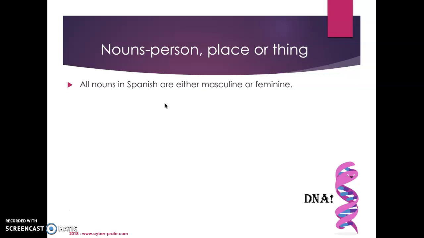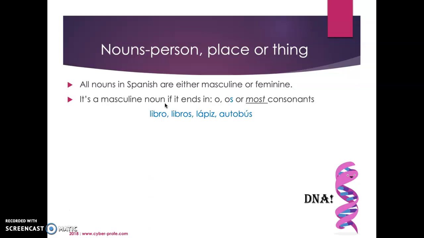So let's look at masculine nouns. If it is a masculine noun, it ends in the letter O, OS, or most consonants. So again, masculine ends in O, OS, or most consonants. You'll see why we talk about most in a few minutes. Let's look at an example.